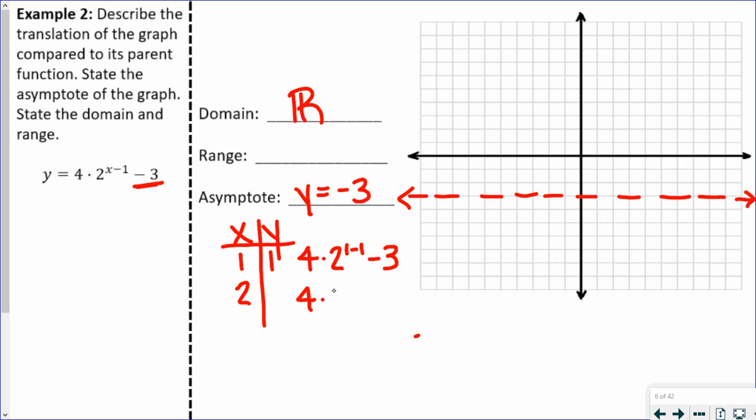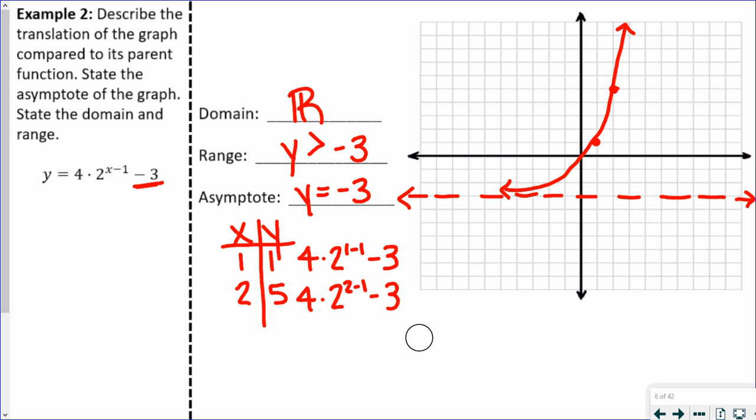Then I do 4 times 2 to the 2 minus 1 minus 3. So 2 minus 1 is 1. 2 to the first power is 2. Times 4 is 8. Minus 3 is 5. Okay. So (1, 1) and (2, 5). And then your shape is growth, so it's going to look like this, leveling off at -3. Okay, well, the range then is going to match y and -3, and we're using all the y's above, so it'll be greater than.